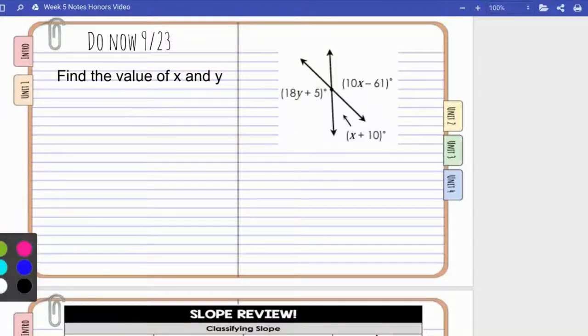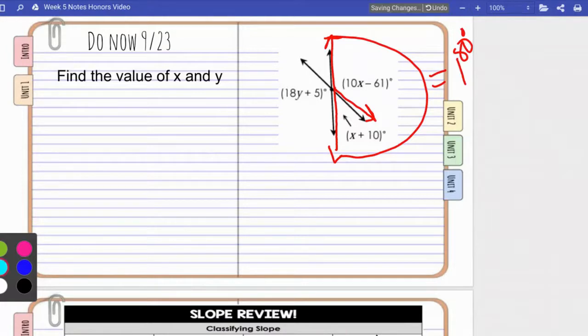On your do now, I just wanted to remind you that if I look at just the angles with the x values, those two angles together form a straight line, which means that the x values add up to equal 180 degrees. And just as a reminder, 18y plus 5 and 10x minus 61, those two angles are called vertical angles. Vertical angles will always end up being congruent to each other. So once you figure out what x is, you can plug it back in and then set those equal to each other.